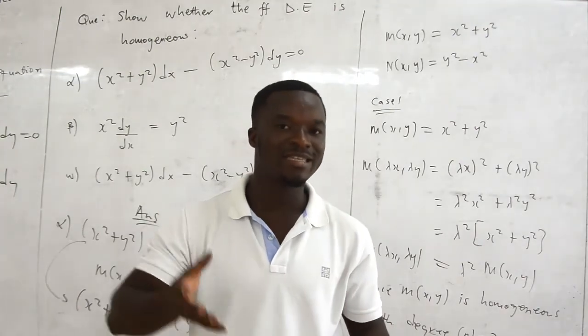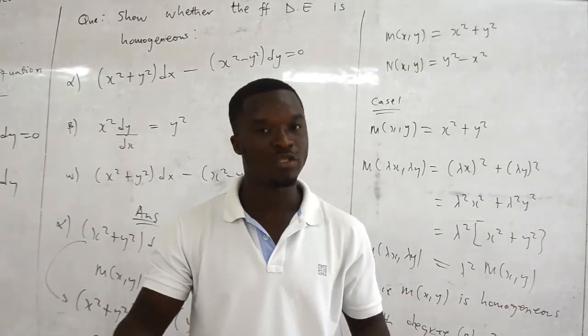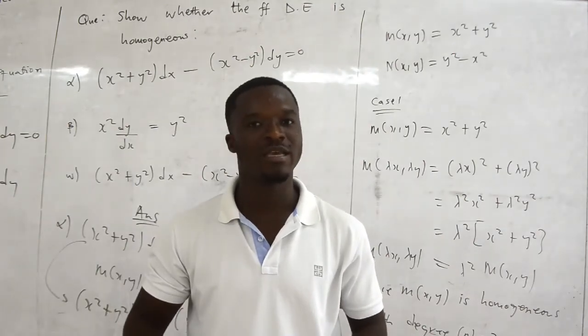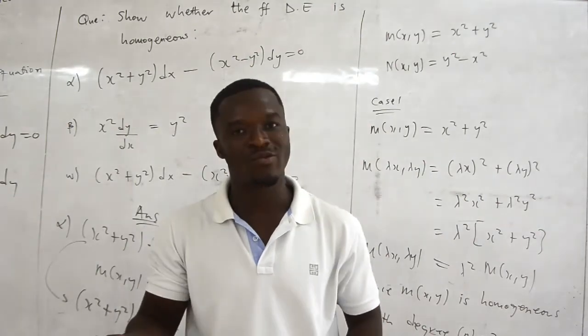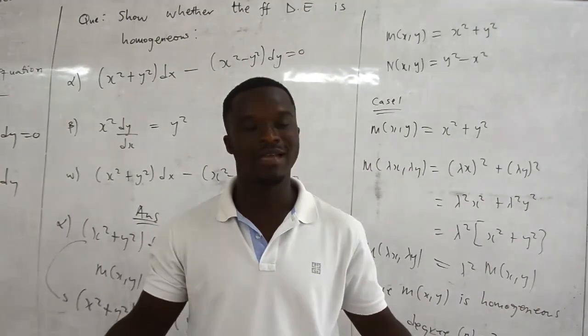So the trick here is that if the degrees are the same, then you can say that the differential equation is homogeneous. If the degrees are not the same, it's not a homogeneous differential equation. And even if one of the cases is not a homogeneous function, then you can say that it's not a homogeneous differential equation. So that's it. Thank you.